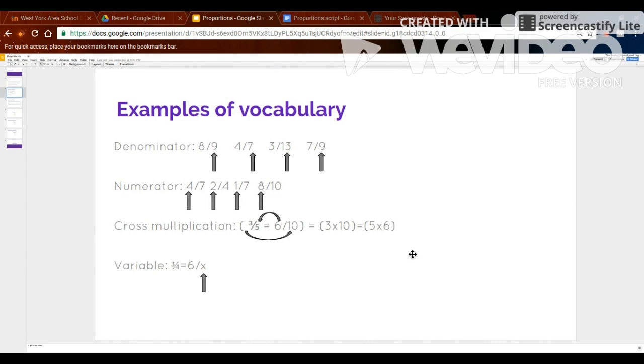An example of cross multiplication is 3 over 5 equals 6 over 10. You would multiply the 3 and the 10 separate from multiplying the 5 and the 6. After multiplying, both answers came up as 30. The last example for vocab is the variable. In a situation such as 3 over 4 equals 6 over x, the x would be the variable because it replaces a hidden number.